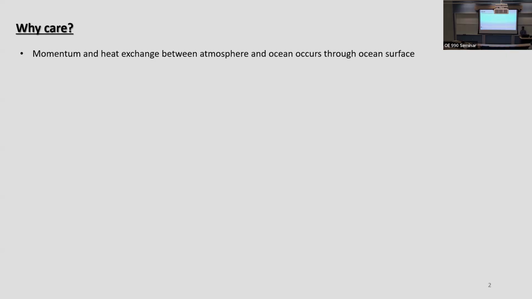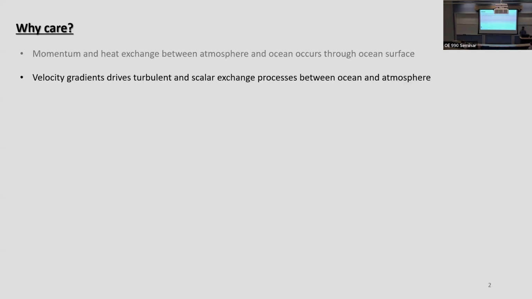Before we even begin, let's talk about why anybody should care about what's happening at the surface of the ocean. The very first point is that the ocean surface acts as an intermediary for the heat and momentum fluxes that are transferred either from the air into the ocean or from the ocean into the air. These turbulent fluxes are characterized by the velocity gradients at the surface, as any turbulence and turbulence-related processes would be.